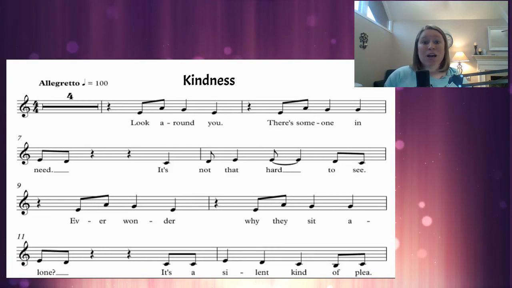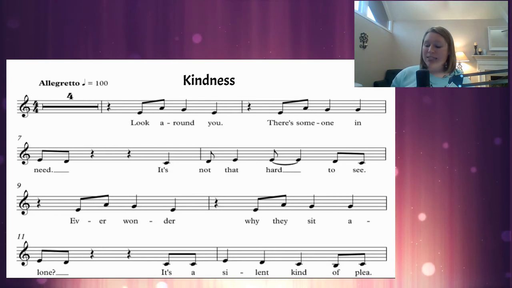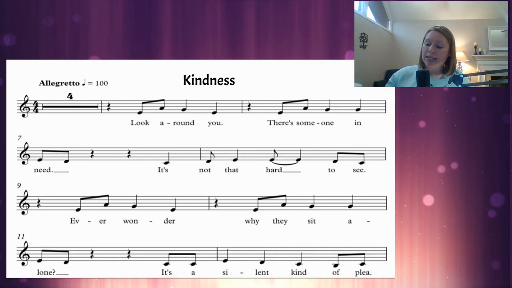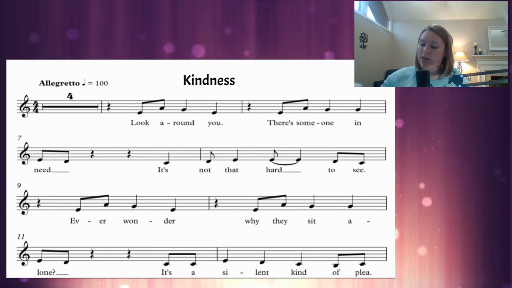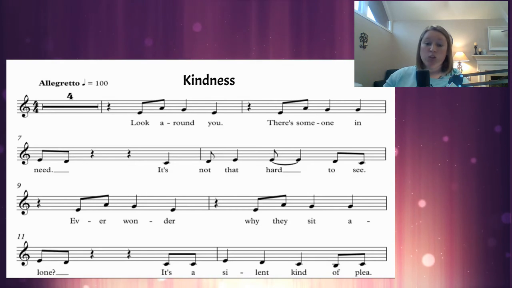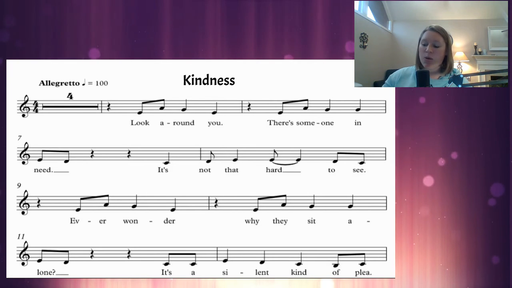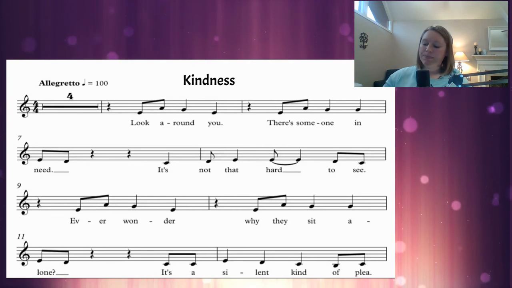All right, so we're going to review what we did from last time on this song, Kindness. Let me pull up my track. And we're going to sing through this together. If you don't remember how it goes, you can listen to it the first time, and then we're going to work on the second half of this today.